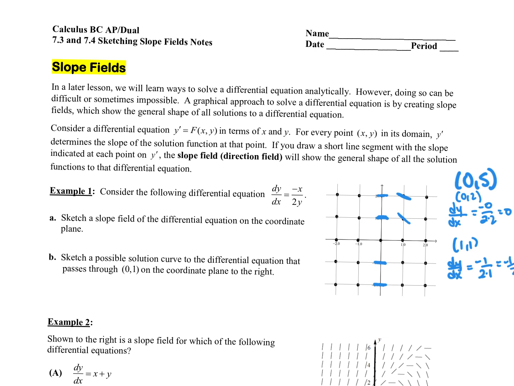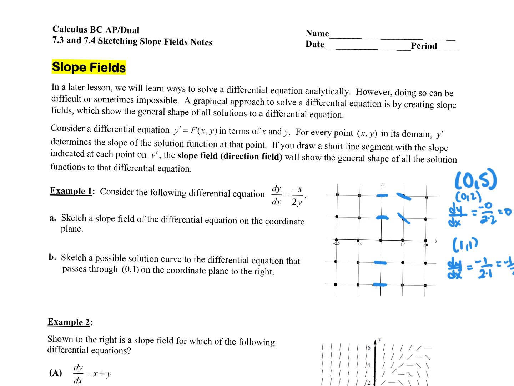Are there any other places where the slope will be undefined besides 0, 0? Anywhere along here, right? 1, 0, 2, 0, negative 1, 0, negative 2, 0. If you plug in 0 for y, it's going to be undefined, right? So there should not be any slopes, tangent lines drawn around here.